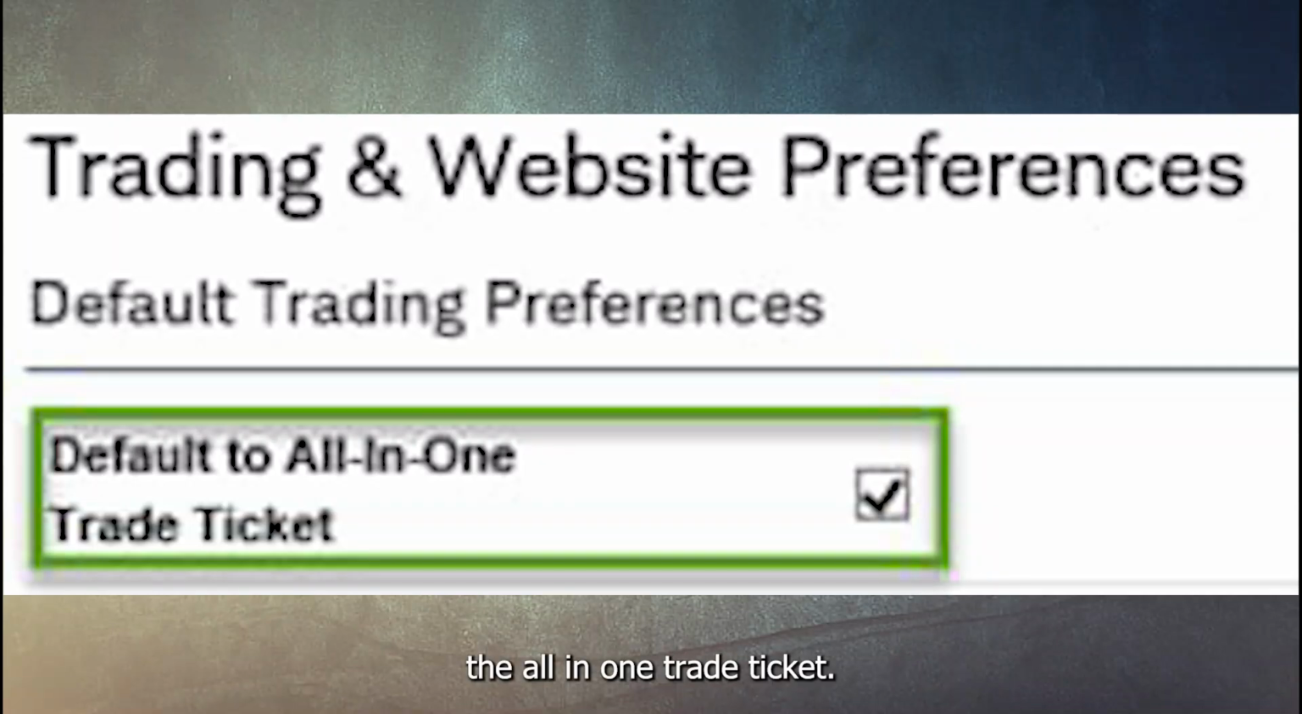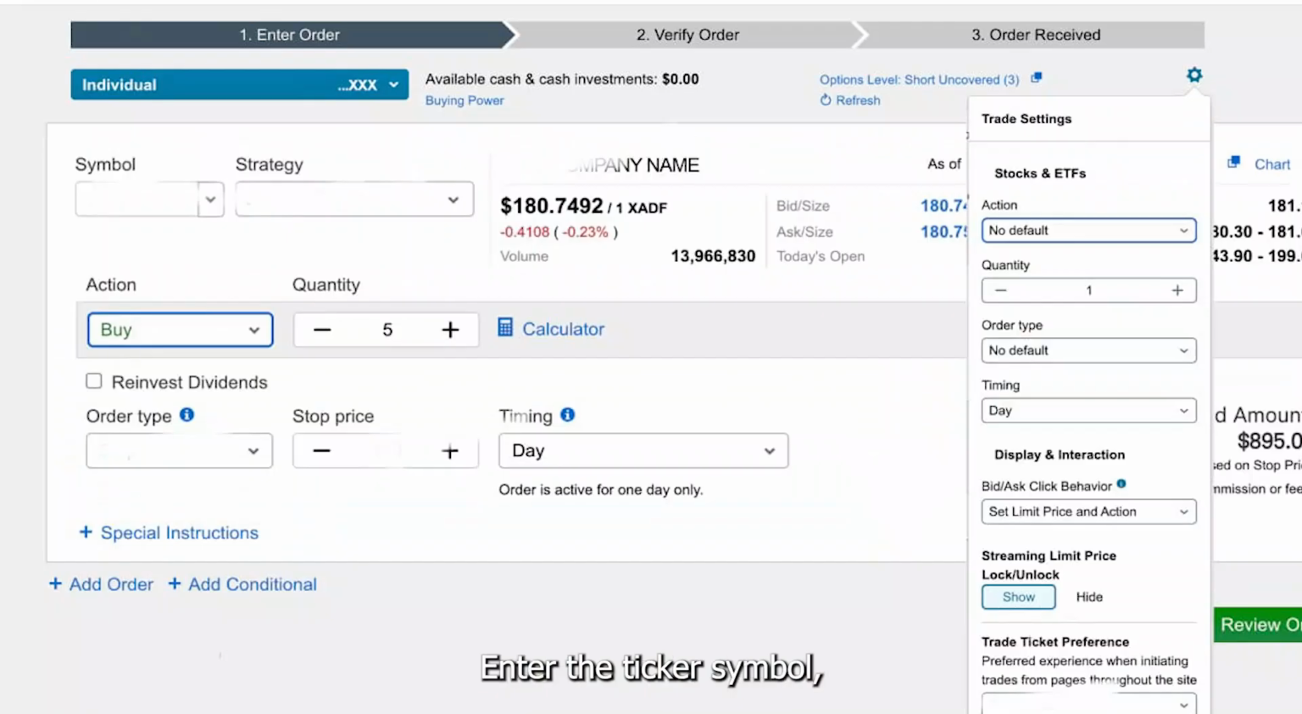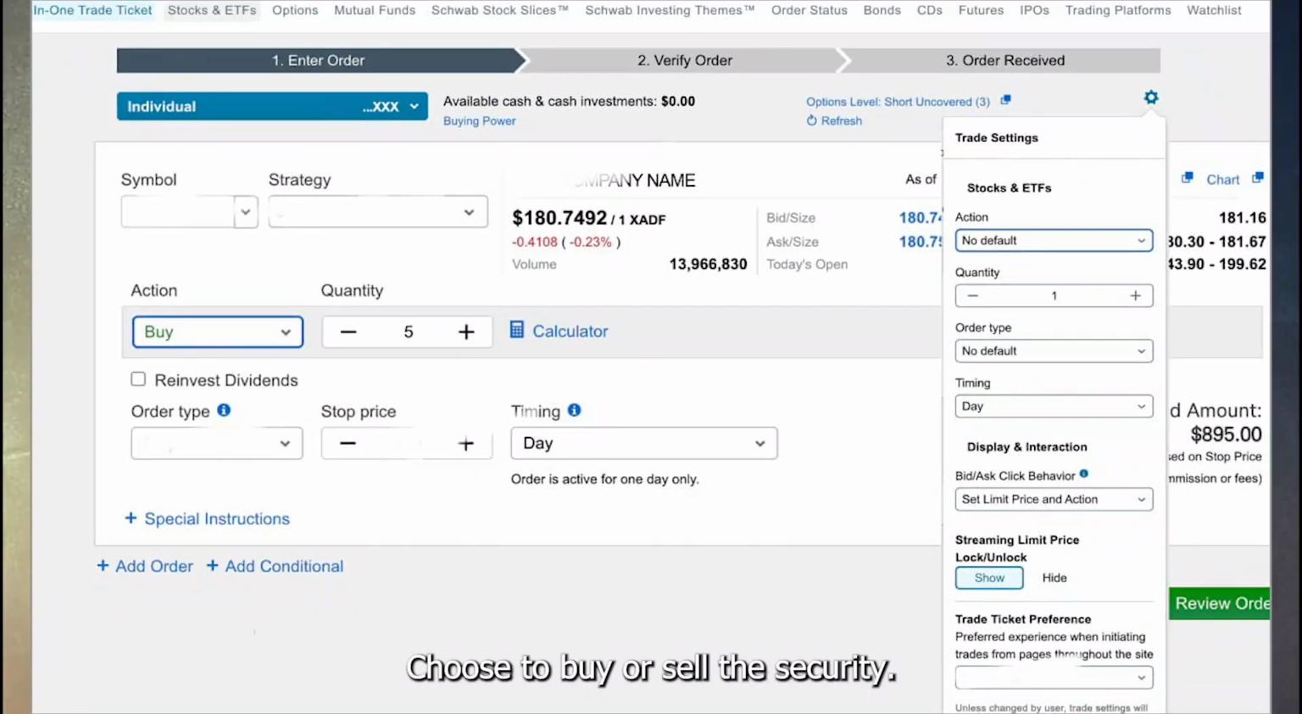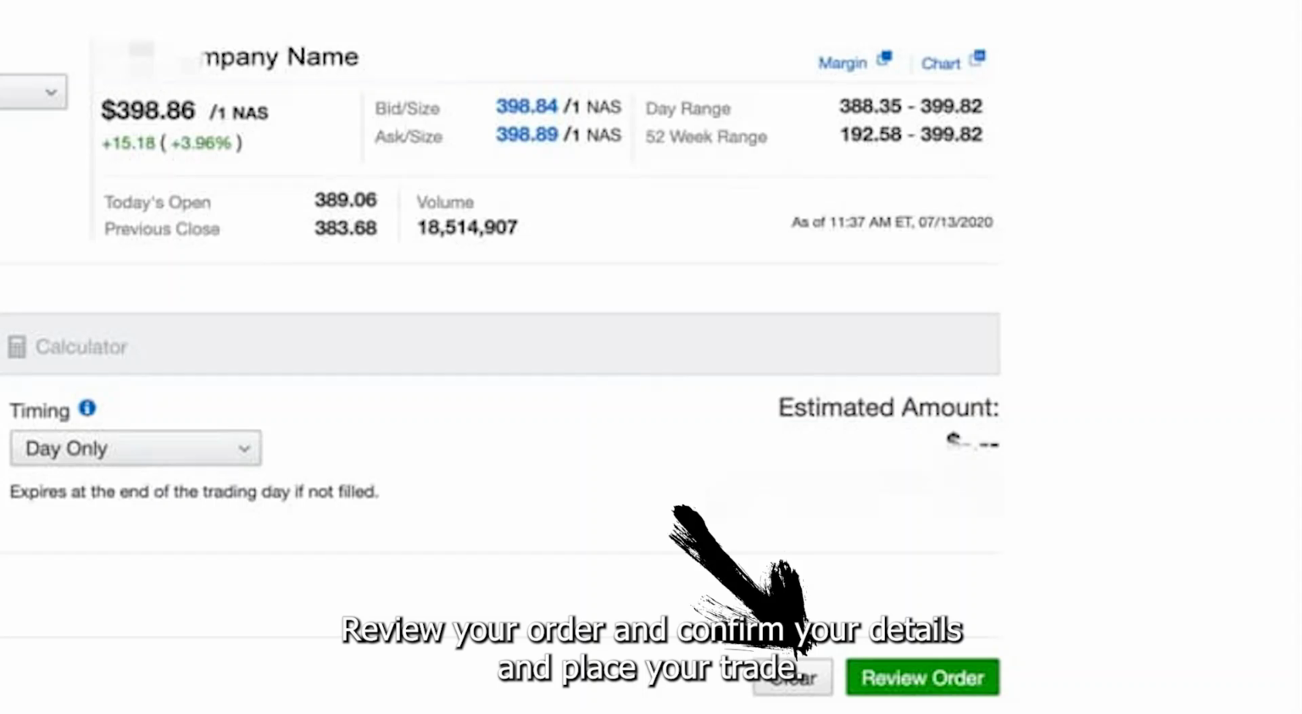Click the All-in-One Trade ticket. Enter the ticker symbol, quantity, and order type. Choose to buy or sell the security. Review your order and confirm your details and place your trade.